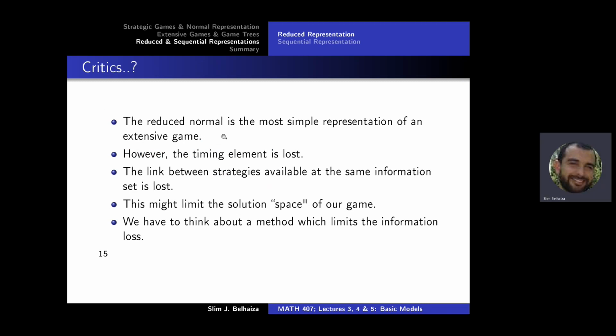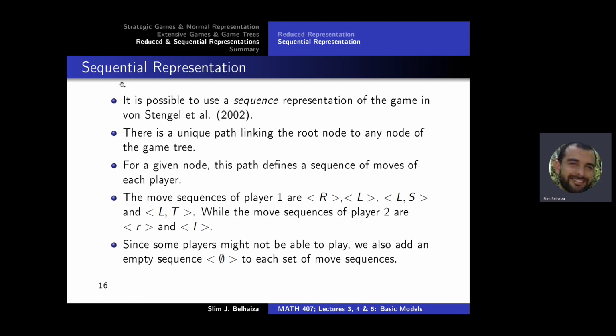The reduced normal representation is the most simple representation of an extensive game. However, the timing element, as you've seen in these matrices, is lost. And the link between strategies available at the same information set is lost. So this might limit the solution space of our game, and we have to think about a method which limits the information loss. One of the remedies to this is to use what we call the sequential representation.